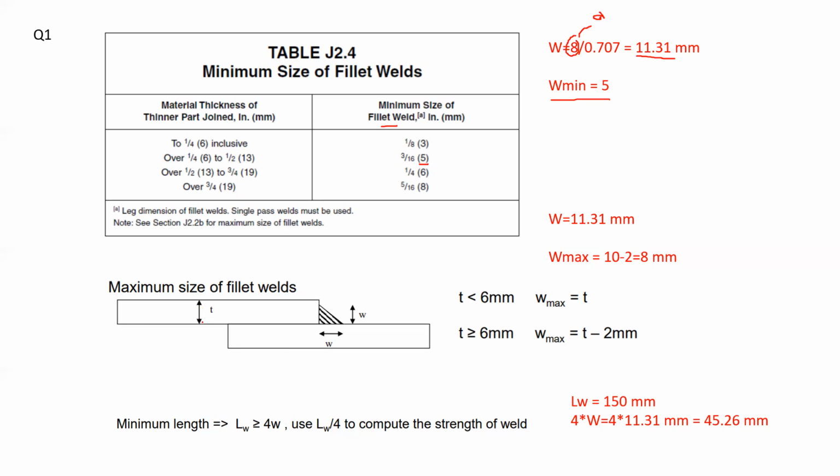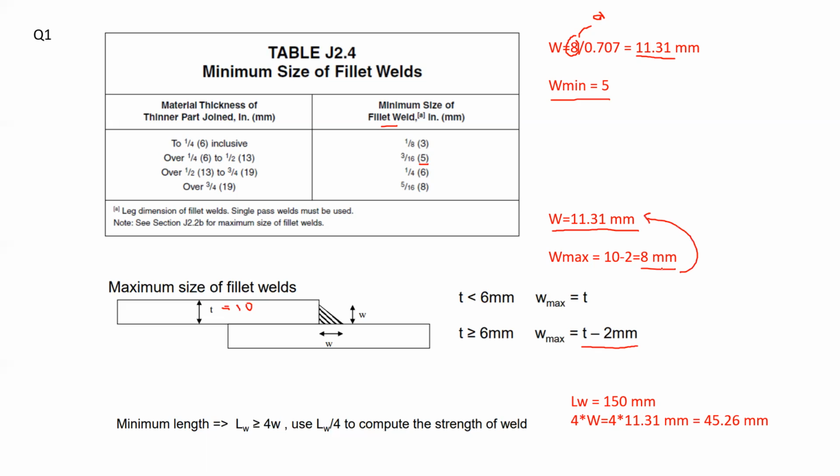we're comparing with the upper part. So in the upper part, T is equal to 10 millimeters. And we already calculated W, as I show you here, 11.31. This is what we have. So it says we have two conditions. If T is less than 6 millimeters, then W max is going to be equal to the thickness. And if it was more than 6 millimeters or equal to, then W max would be equal to T minus 2 millimeters. So based on this, I'm calculating W max, and it appears that the maximum limit is 8 millimeters.